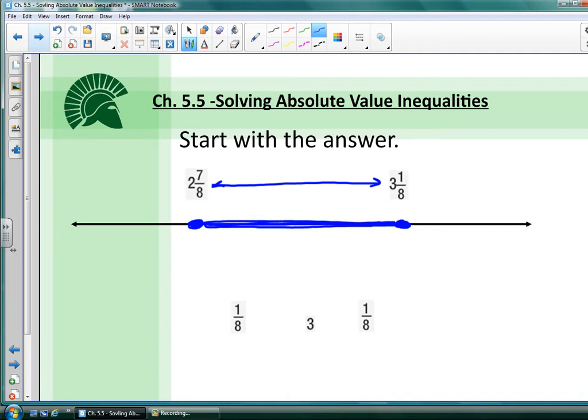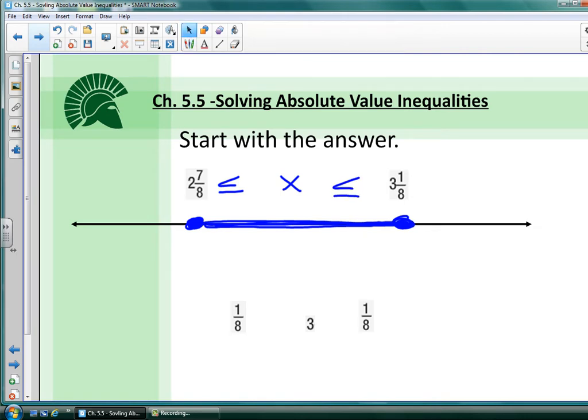If I wanted to write this using the inequality symbols that we learned back in compound inequalities, I would write less than or equal to, choose a variable to represent all the numbers in between, that's now colored in blue, but not including the dots, and I would write less than or equal to. This would be my answer.